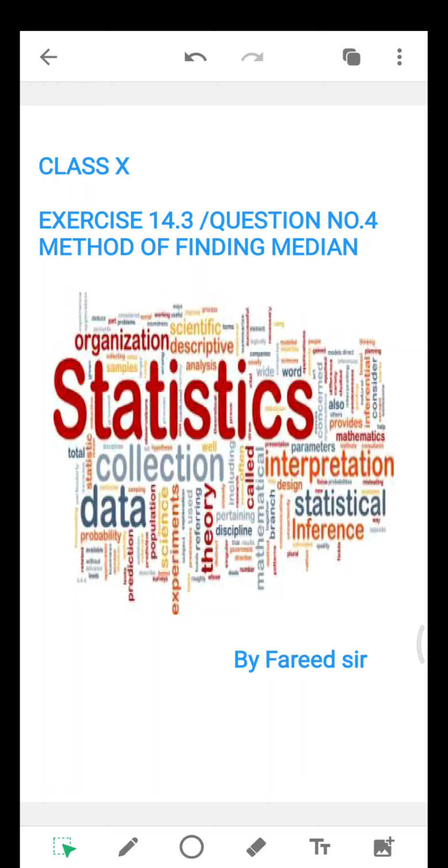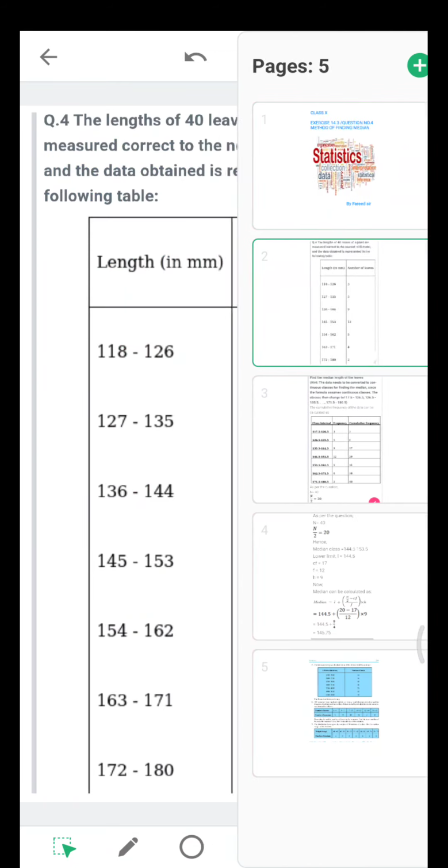In today's session we are going to see question number 4 of exercise 14.3. Hope you all are ready. Let's have a look at the question.